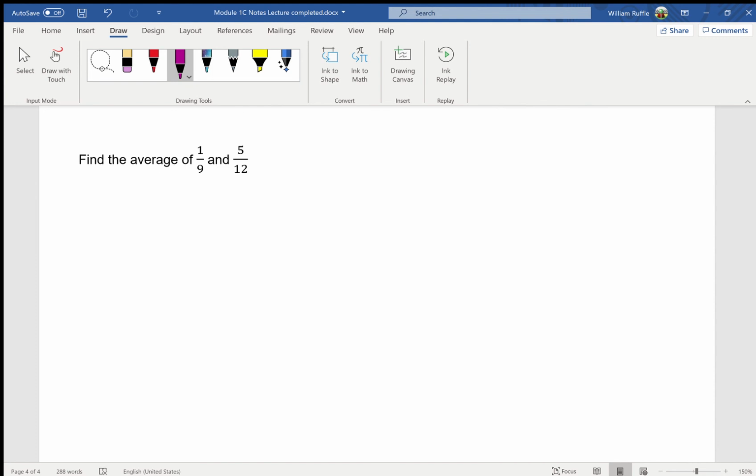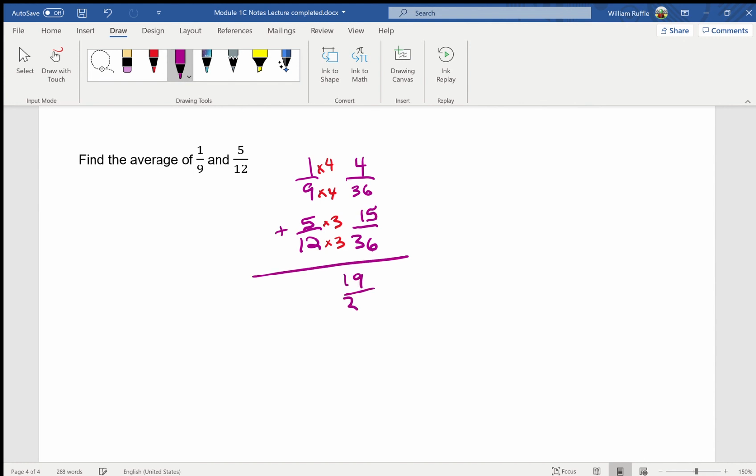Now, this one, I have to add them up first. So it's 1/9 plus 5/12. Now, I look at my chart here. What's the first common denominator? It'll be 36. So I'm going to do this one times 4 and times 4, and this one times 3 and times 3. So that's 4 over 36. 5 times 3 is 15. So I add it up. I get 19 over 36.